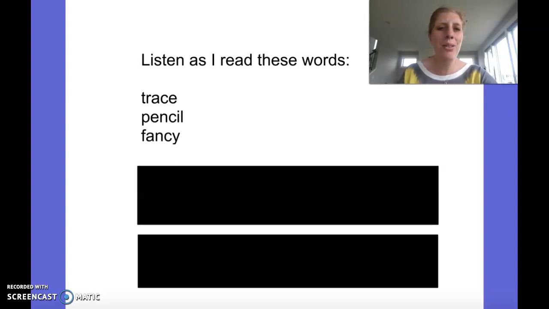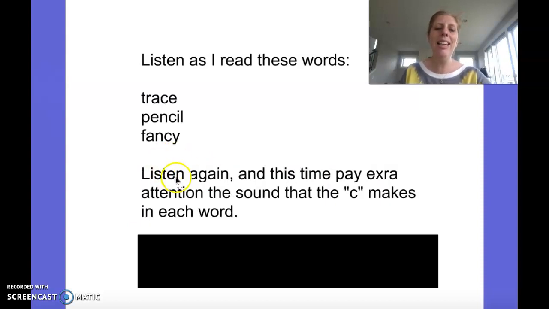Okay, first I want you to just listen as I read these three words. The first word is trace. The next word is pencil. And the last word is fancy. Okay, now listen again. And this time pay extra attention to the sound that the C makes in each word, okay? So as I tap these words out, listen to what sound this C makes.